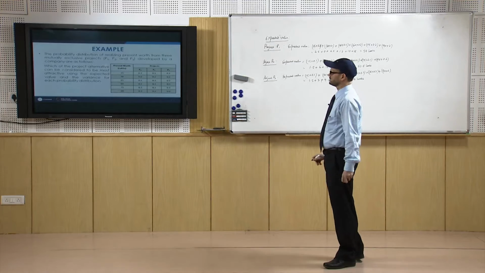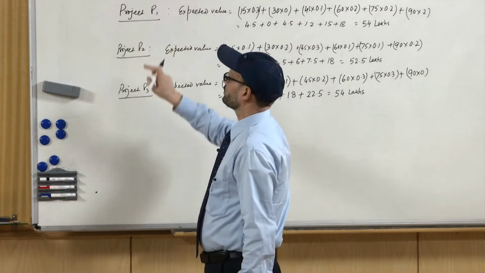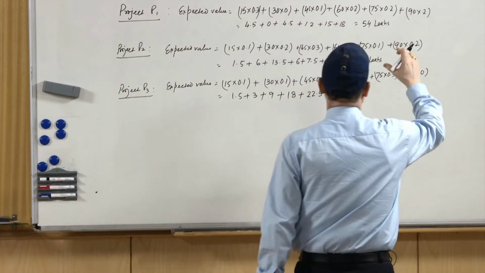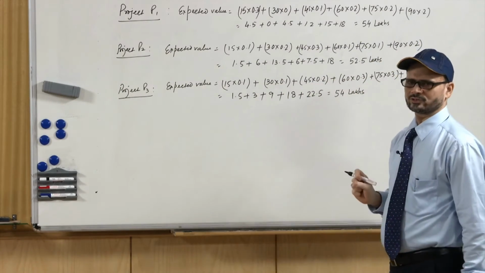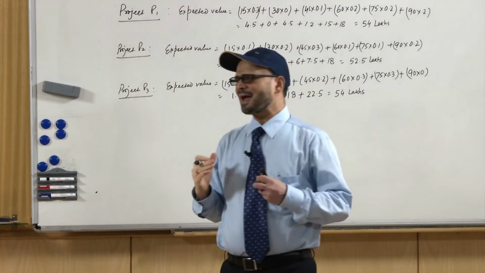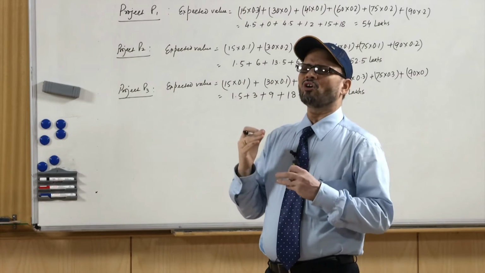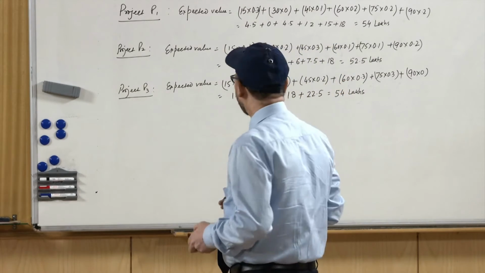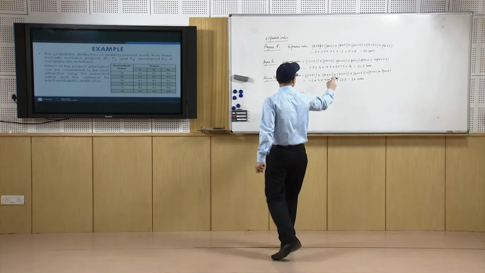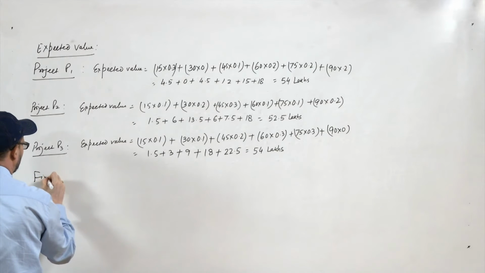Now, using the expected value criteria, we get the expected values for the projects P1, P2 and P3 under the given probability distribution. We get the expected values as 54, 52.5 and 54 lakhs. So, certainly we will prefer P1 and P3, but since they are matching and very close, it is advisable to check the variability, and for that we will find the variance. So, based on these values we will find the variance.